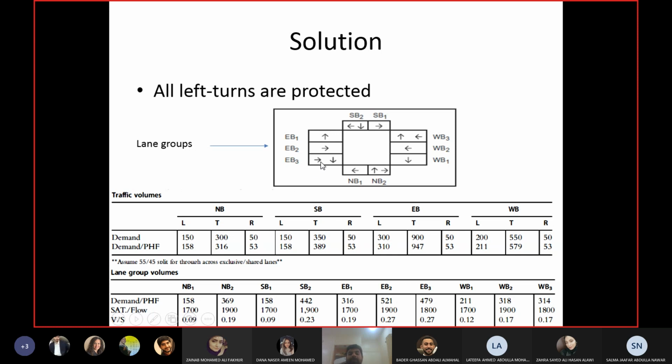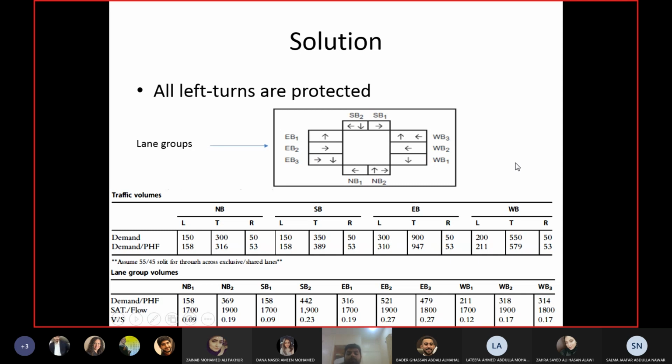Now what will happen to eastbound 2 and eastbound 3? Now eastbound 2 and 3 are sharing a movement, right? They are sharing a movement. So what will happen to this shared movement? So the total through volume for eastbound is 900. How much of that 900, 947, I'm talking about the flow rate. So how much of this 947 should be given to eastbound 2 lane group, and how much should be given to eastbound 3 lane group?